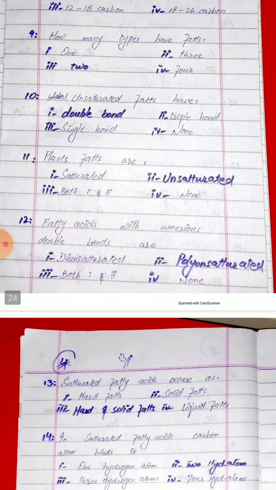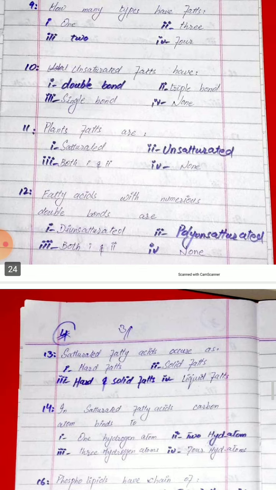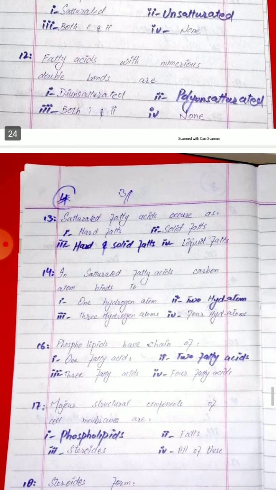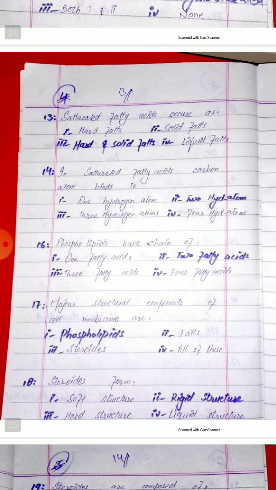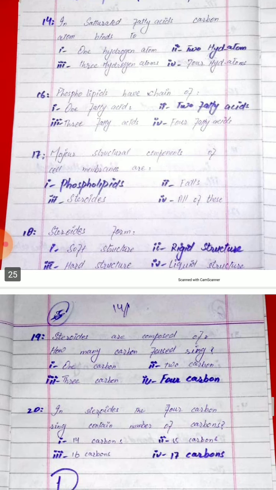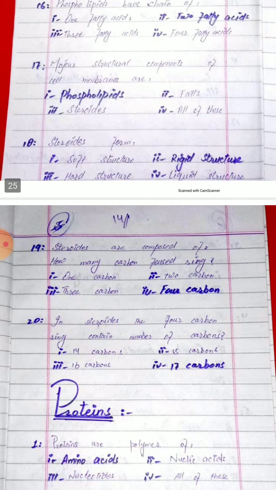Plant fats are unsaturated fats. Fatty acids with numerous double bonds are polyunsaturated fatty acids. Saturated fatty acids occur as hard and solid fats. In saturated fatty acids, carbon atoms bind to two hydrogens. Phospholipids have a chain of two fatty acids. The major structural components of the cell membrane are phospholipids.